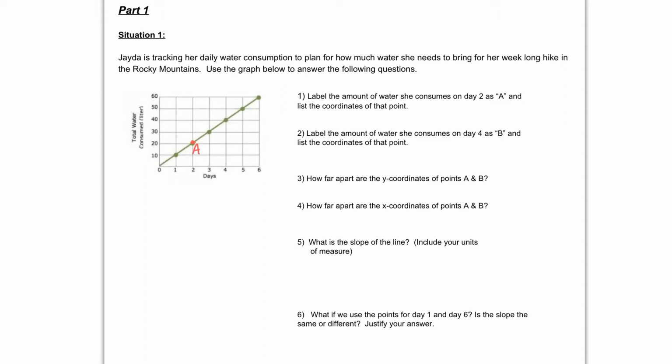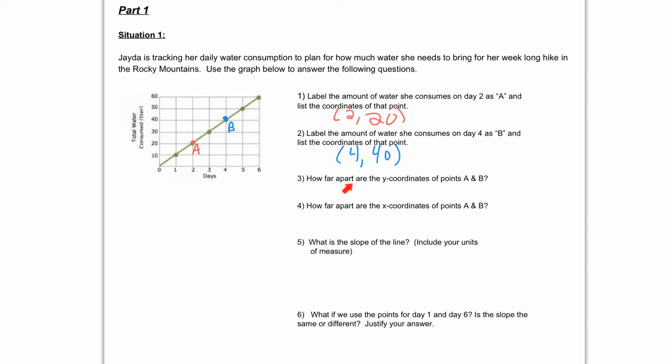And that coordinate is the point 2, 20. Number 2 says, label the amount of water she consumes on day 4 as B and list the coordinates of that point. So at day 4, we go to day 4 and we go up. This is the point 4, 40. So let's label that point as point B, and that's the ordered pair 4, 40.